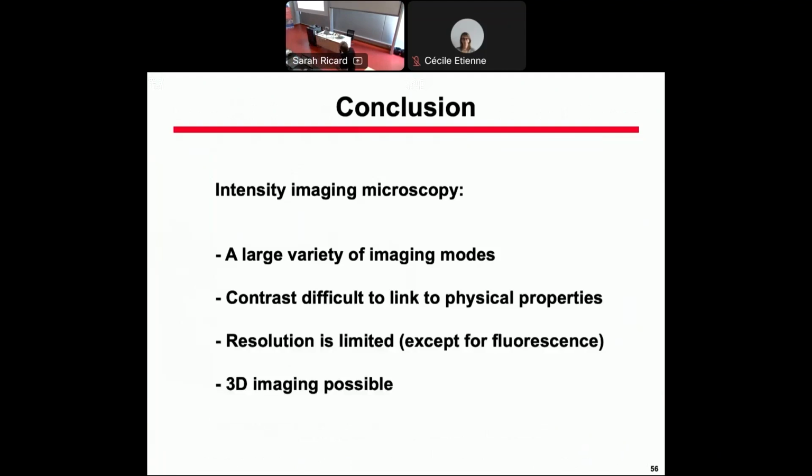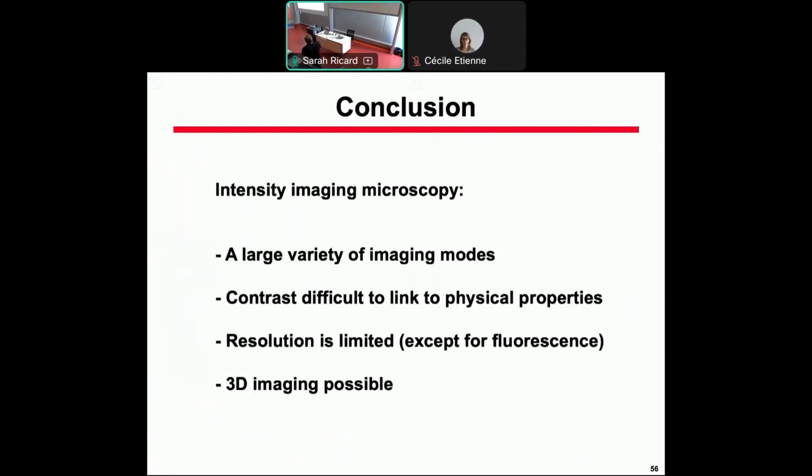When you consider intensity imaging microscopy, you have a very large variety of imaging modes. A colleague of mine was complaining that his students were looking for a good dye for the cell membrane to measure the cell diameter. The confocal, just TLC. So don't forget the old techniques, the message.